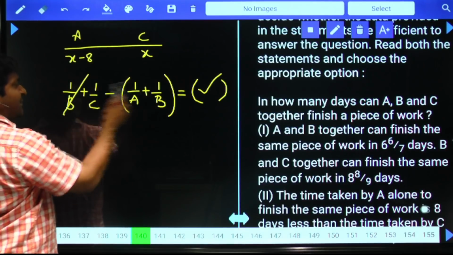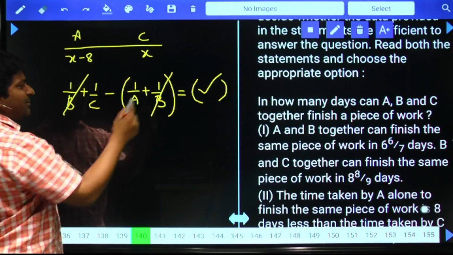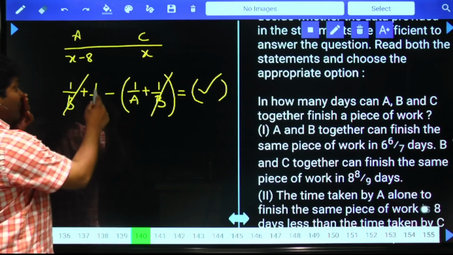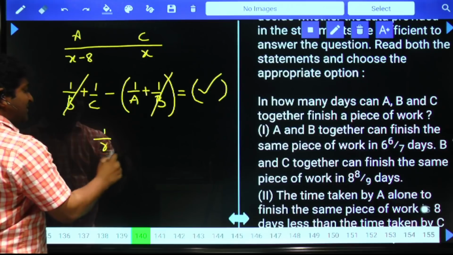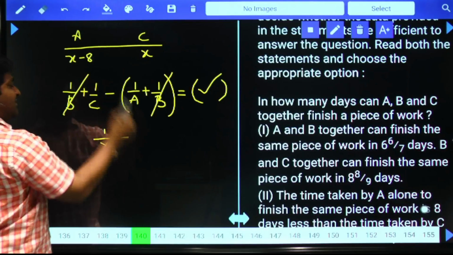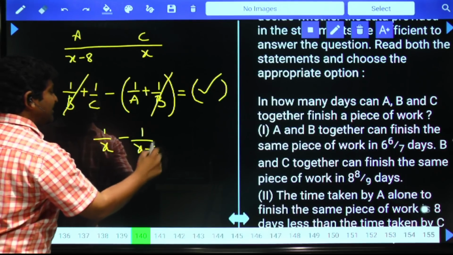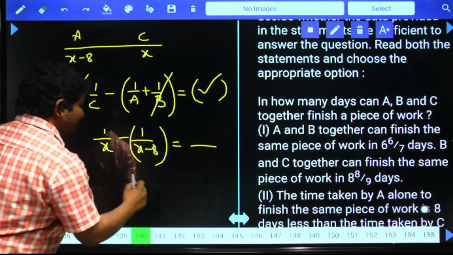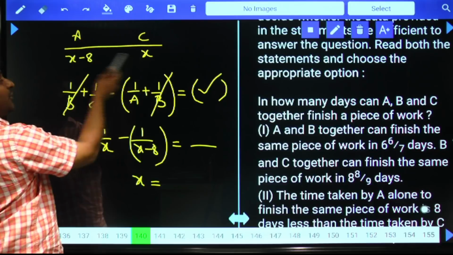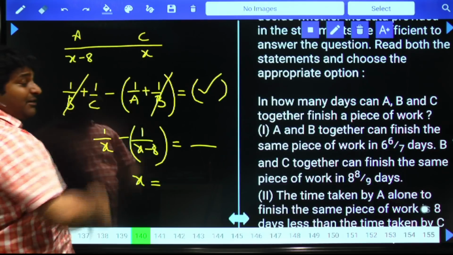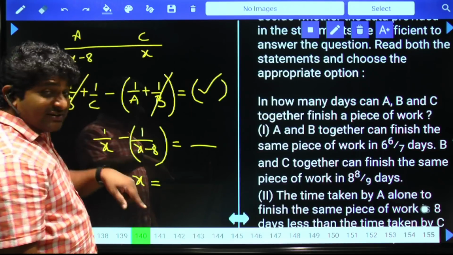Now, plus 1 by B minus 1 by B gets cancelled. 1 by C minus 1 by A, in the sense, 1 day work of C is equal to 1 by X, minus 1 day work of A is equal to 1 by X minus 8. If you solve this, you'll definitely get how much is X value. Once you have X value, you can also calculate time taken by A, which is X minus 8.